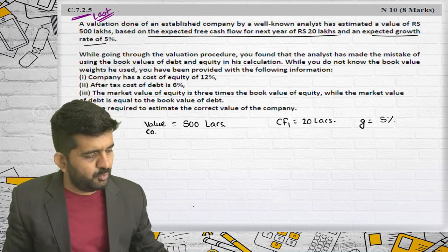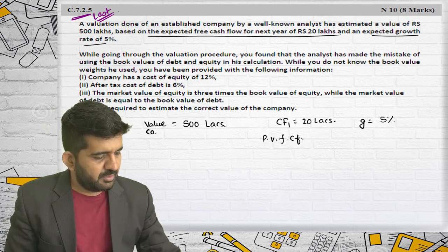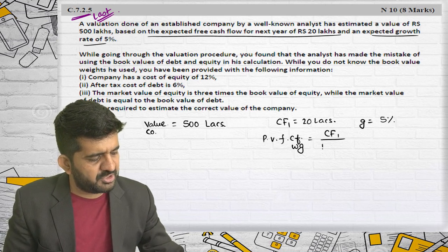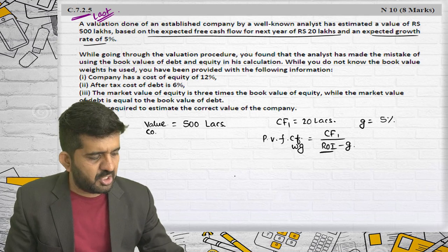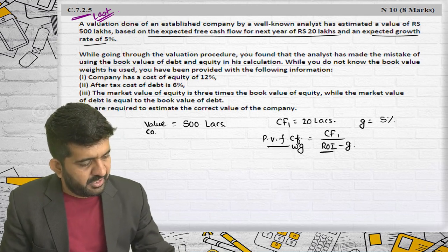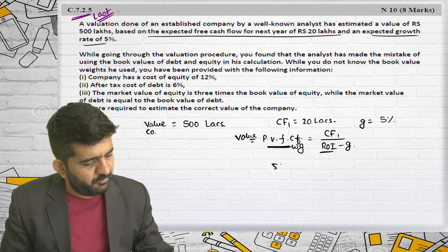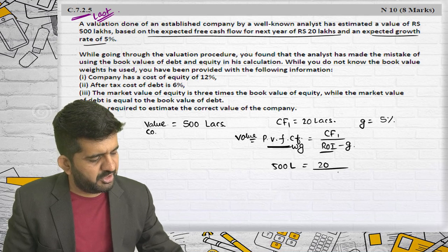He has valued the company by the present value of future cash flows with growth. How do we find it out? Cash flow of first year divided by rate of interest minus growth. This is the discount rate they might have used. They have already found out the value, which is 500 lakhs. Cash flow of first year also they have given as 20 lakhs. So the discount rate minus growth rate is 5%.